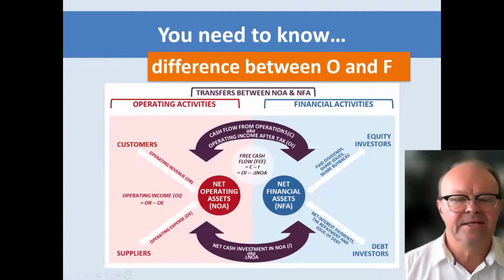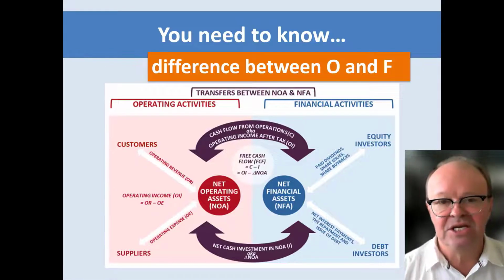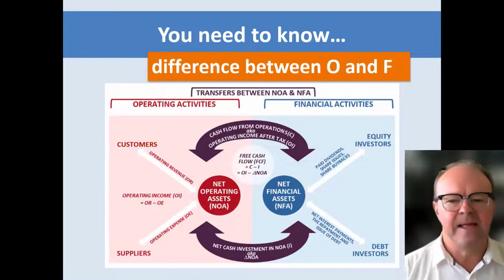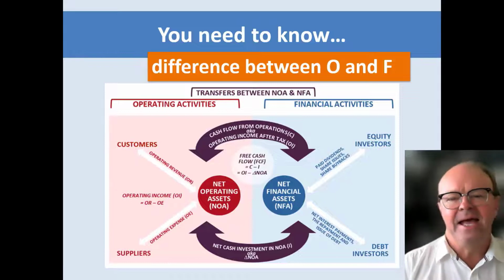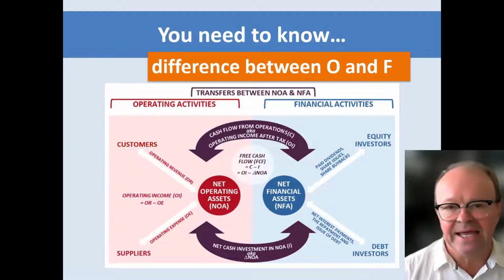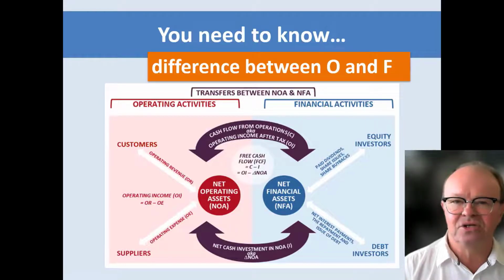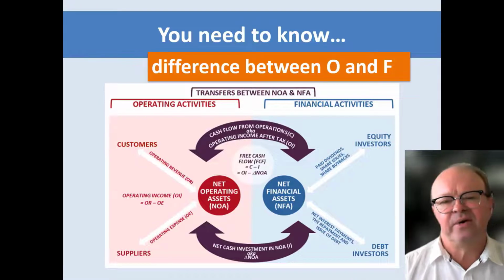So you need to know this. This is a good thing to know anyway. I've been teaching it, but you need to know it for this assignment, for the restatements. It's the difference between O and F. You've got to put O and F next to pretty well every item. In the balance sheet, you need to put O and F next to each item of assets and liabilities, not equity. And how are you going to do that if you don't know the difference between O and F?